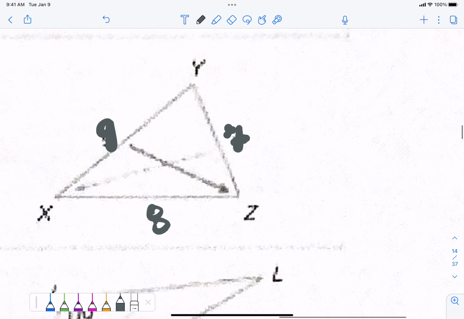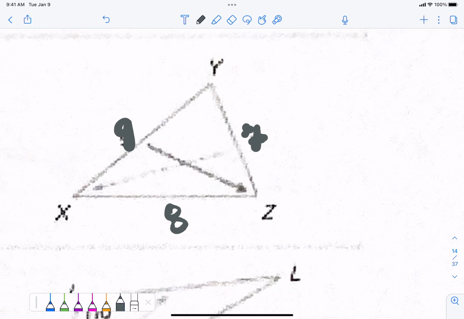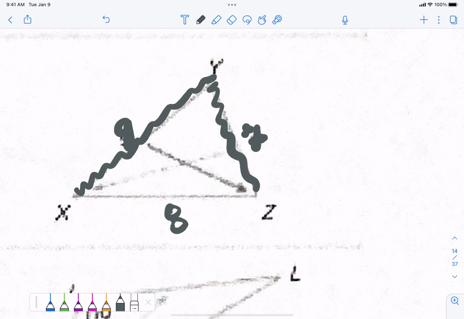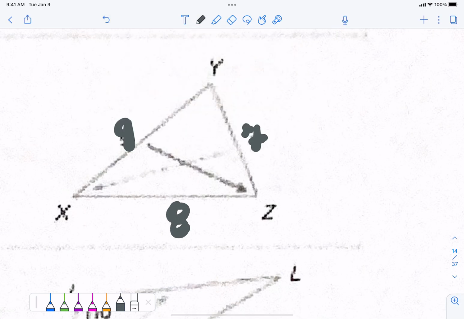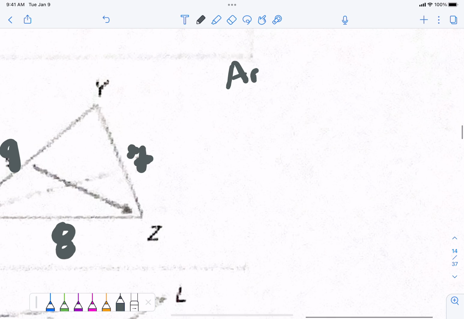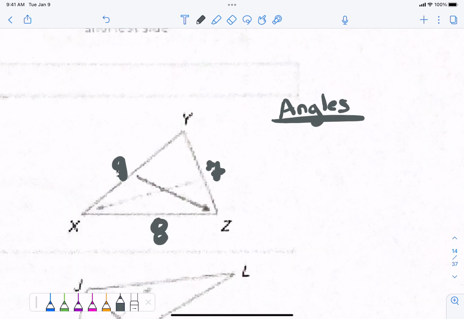All right, here we go. They are labeling 9 and 7 and 8 as the measure of each one of those sides, right? The sides, the sides, the sides, okay? Now, what they want us to do is they're saying, okay, if that's the measure of the sides, tell me something about the angles, right? Like in particular, which angles are the biggest? Out of that, which angle will be the biggest one?